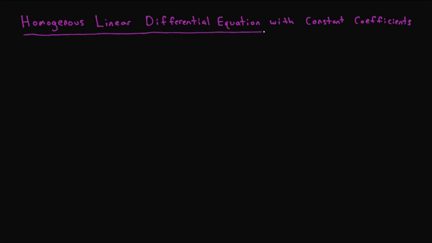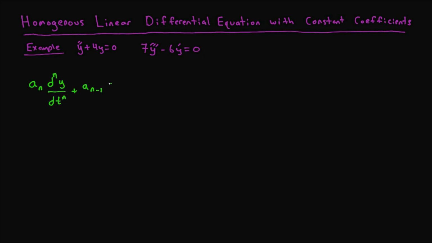Now I'm going to show you the general method to solve any homogeneous linear differential equation with constant coefficients. That's a lot of vocabulary words, but they're things like y double prime plus 4y is equal to 0, or 7y triple prime minus 6y prime is equal to 0. In general, they're anything that can be written like this, where each of these a sub n's are constants.